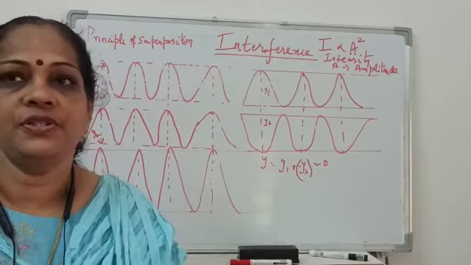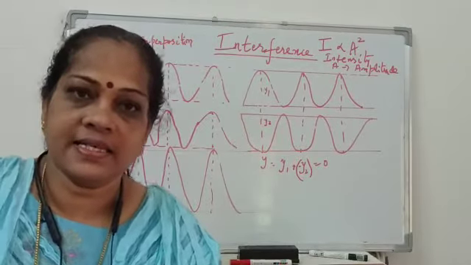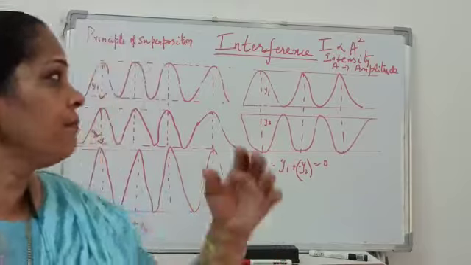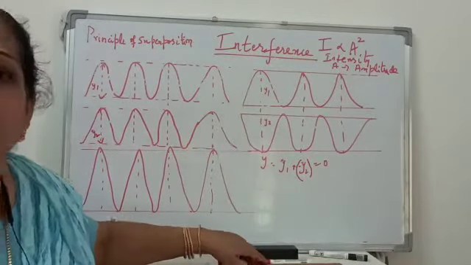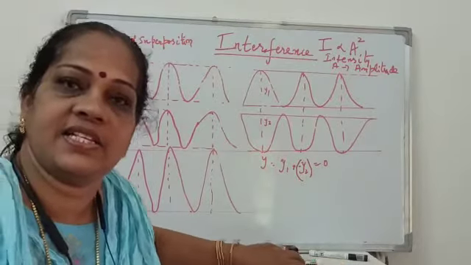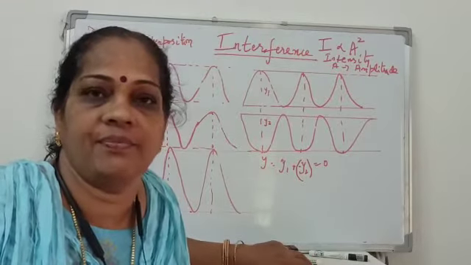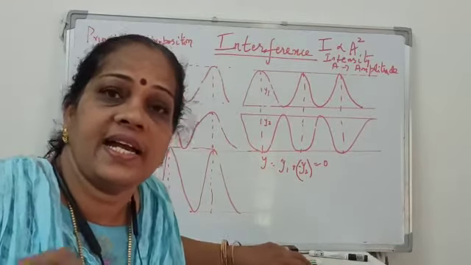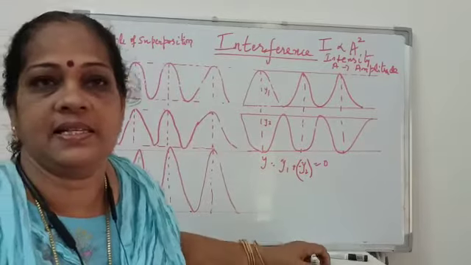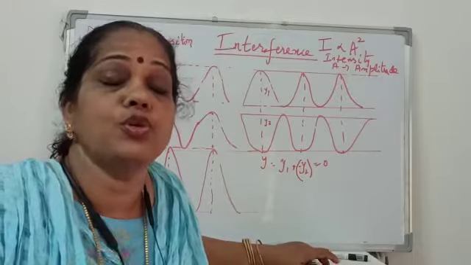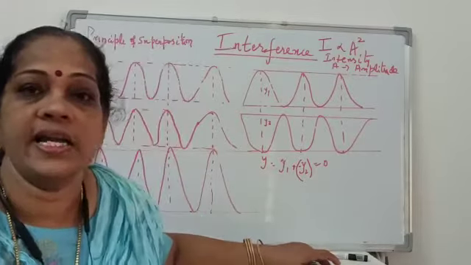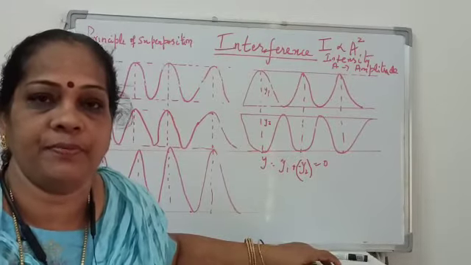Now we are going to the next topic, that is subunit of wave optics, that is interference. Interference, as the name suggests, it is interfering. So here we study this under wave optics. So it must be interfering of two light waves or interfering of light waves.